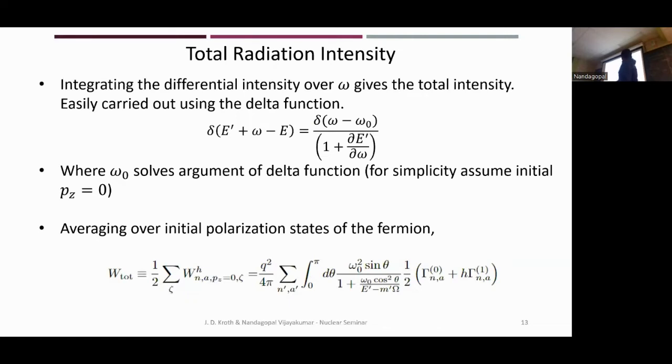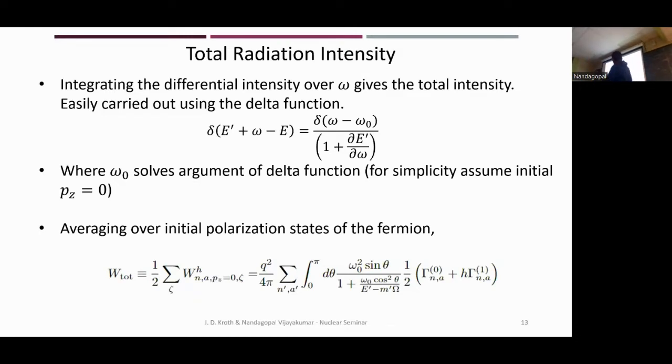And in our calculation, we assume that the initial z component of the momentum of the fermion is 0, because we obviously have translational symmetry along the z-axis. We can always choose to boost into a frame such that the initial fermion does not have a z component of momentum. And so once we plug in all the wave functions and calculate, we will end up with the total radiation intensity for a given initial state fermion undergoing rotation, producing synchrotron radiation.